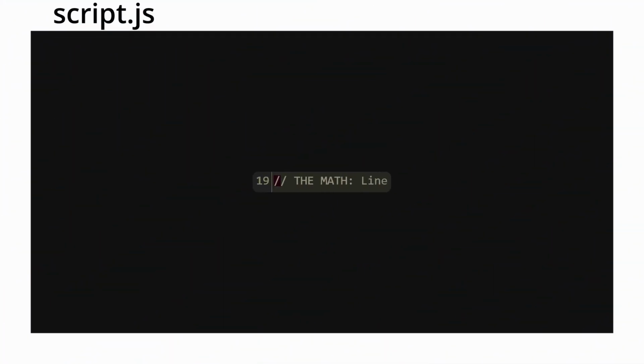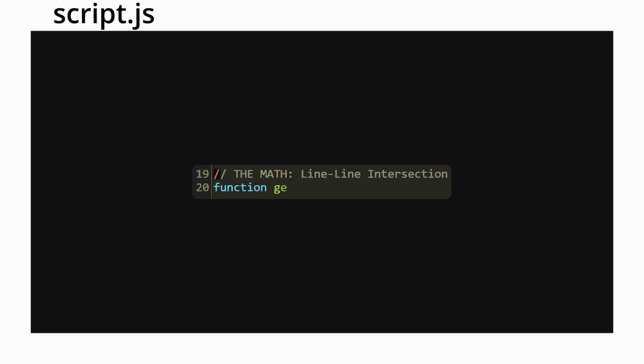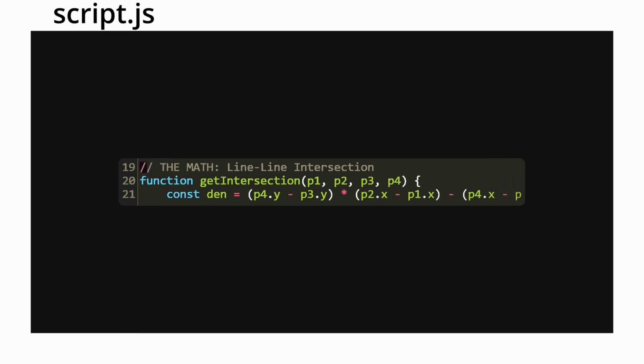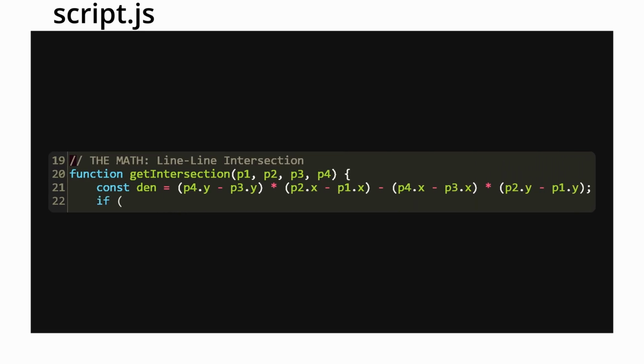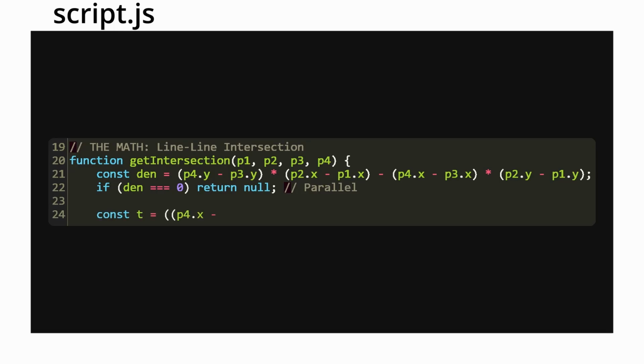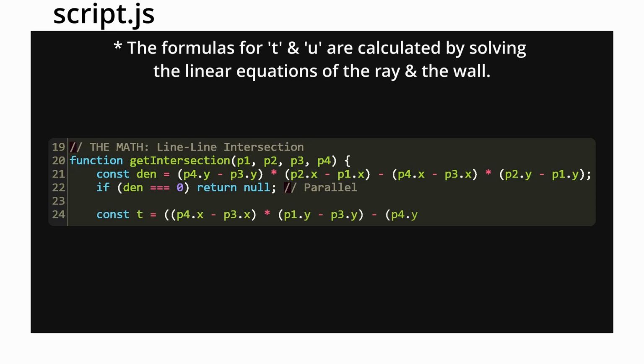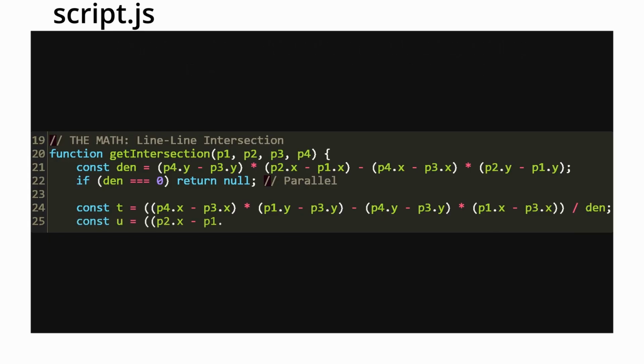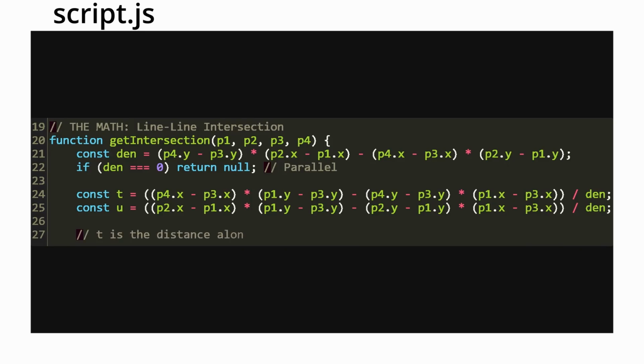Now, for the brain of our engine, the getIntersection function. It takes 4 points, the start and end of our ray and the start and end of our wall. The first thing we calculate is the denominator. If this is 0, it means the lines are perfectly parallel, they will never meet. If it's not 0, we solve for T and U. T tells us how far along the ray the collision happens. U tells us where along the wall that collision happens.